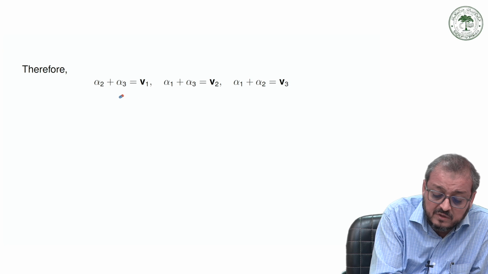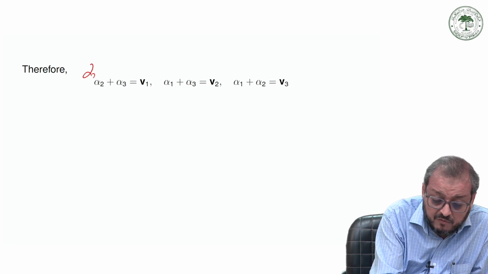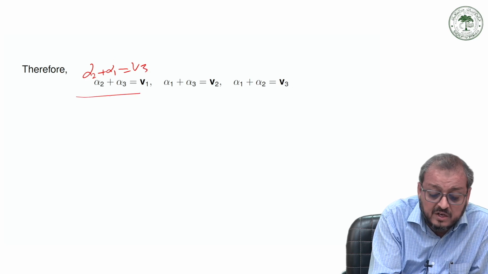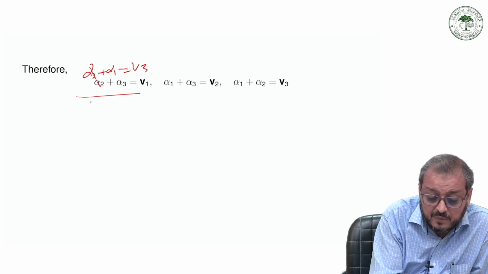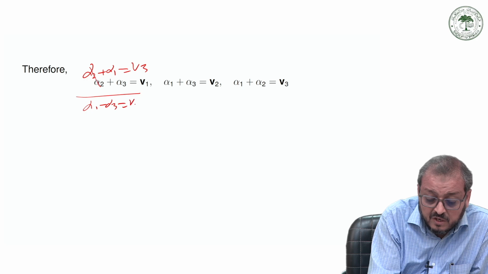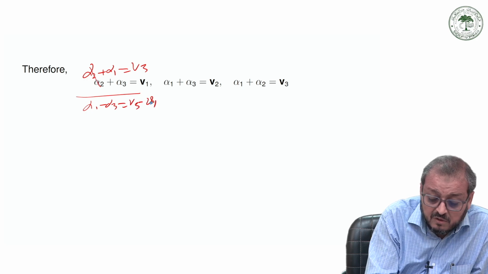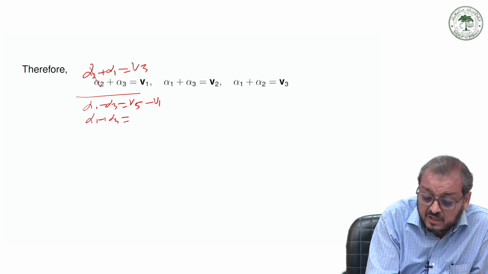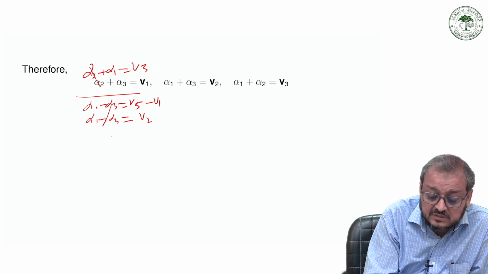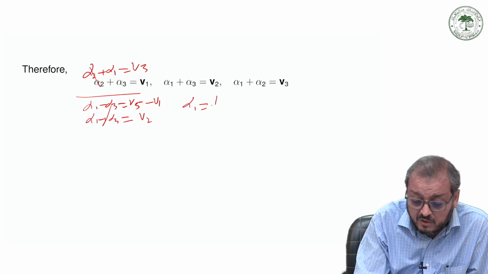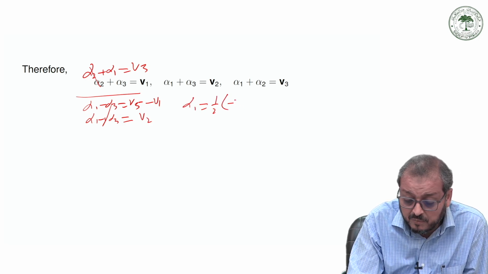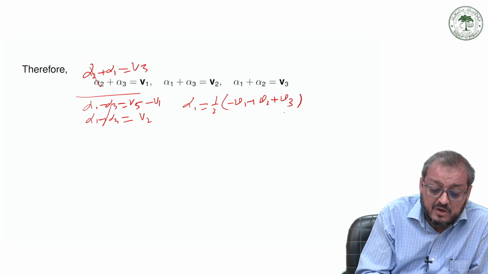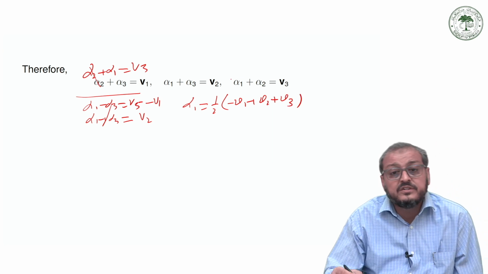It's not a problem. We just write alpha 2 plus alpha 1 is equal to V3. If we subtract these two, this cancels out. So, you have alpha 1 minus alpha 3 is equal to V3 minus V3 minus V1, and you have alpha 1 plus alpha 3 is equal to V2, again cancel out. So, you have alpha 1 is equal to 1 by 2 times minus V1 plus V2 plus V3. Once you have alpha 1, then you can calculate all the other values also.